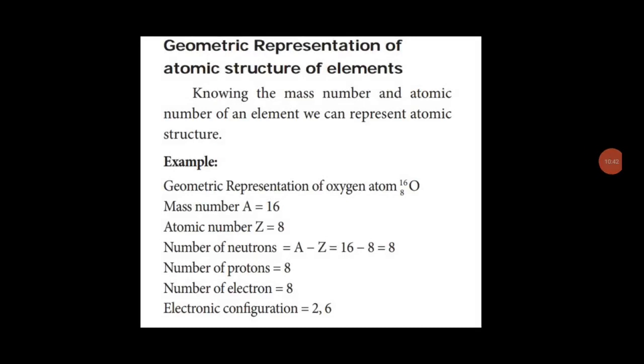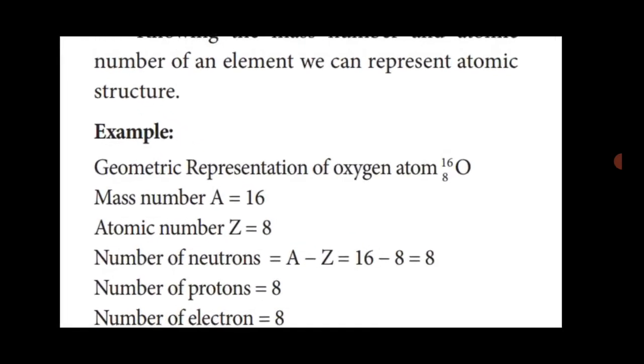Let's see the geometric representation of the atomic structure of elements. Knowing the mass number and atomic number of the element, we can represent the atomic structure. For example, the geometric representation of the oxygen atom. Oxygen 8: the subscript 8 is the atomic number. Oxygen symbol O, and 16 as the superscript is the mass number. What is the mass number? Mass number A is 16. What is the atomic number? Atomic number Z is 8.